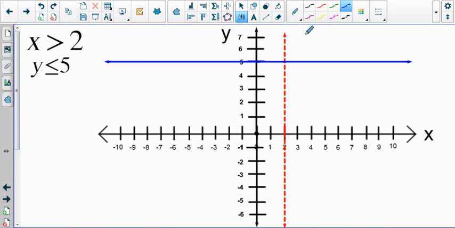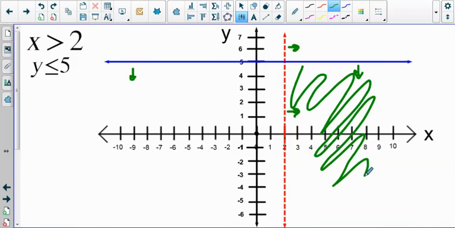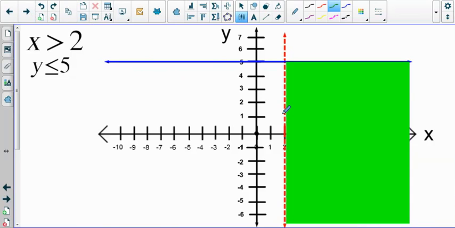Okay, now I need to think about where the shading is going to be. So on the x, it's left, right. It's not up, down. So where are the numbers bigger than 2? They are to the right of the red line. Now, where are the numbers less than 5? They are below the blue line. So where are both of those true? Both of those are true right in here. Okay, so this is what that solution looks like.